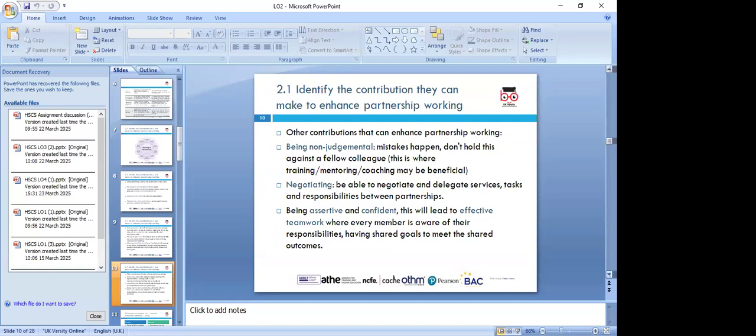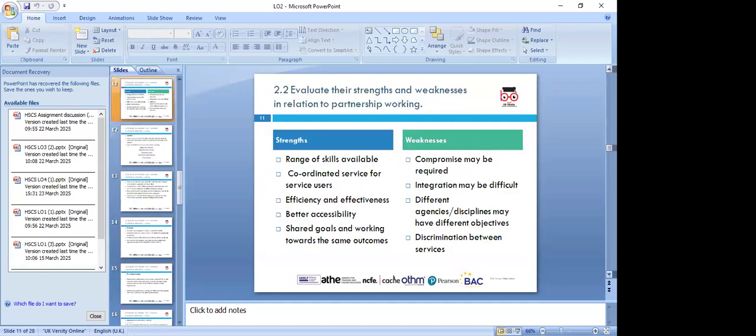This will lead to effective teamwork where every member is aware of their responsibilities, having shared goals to meet shared outcomes. Okay? Very, very important. Okay? In negotiating, you have to be able to negotiate and delegate services, tasks, and responsibilities between partnerships.